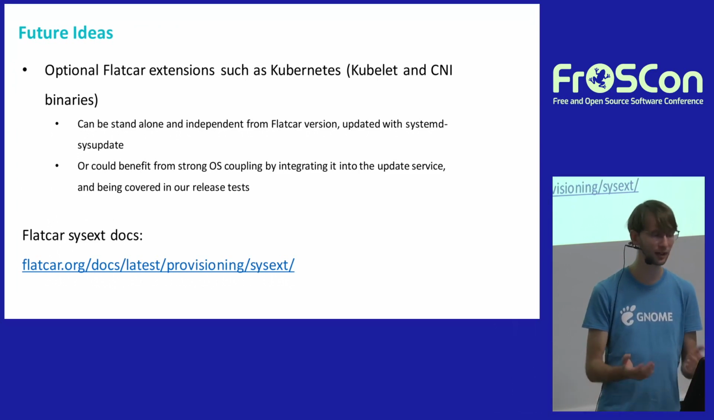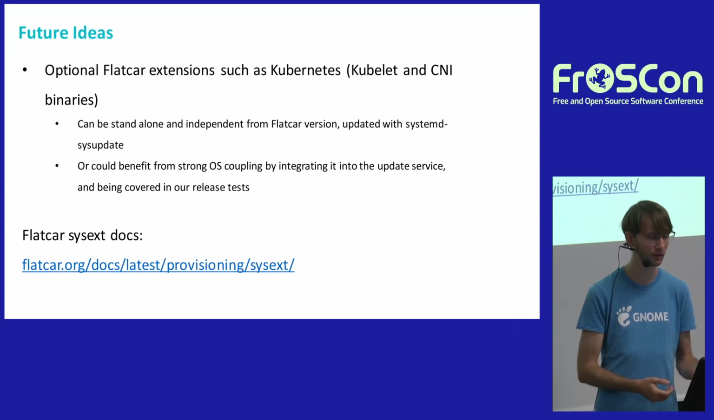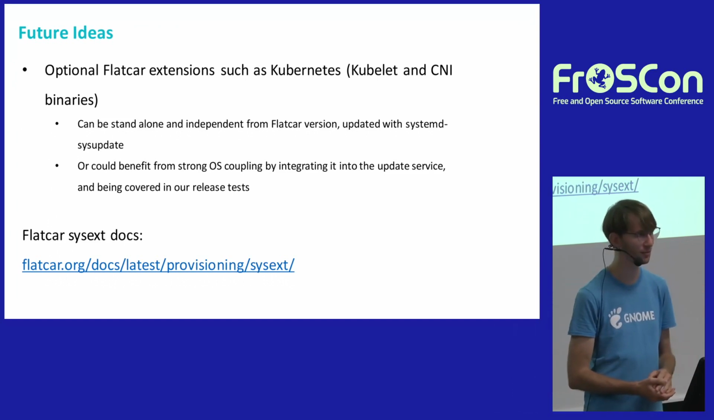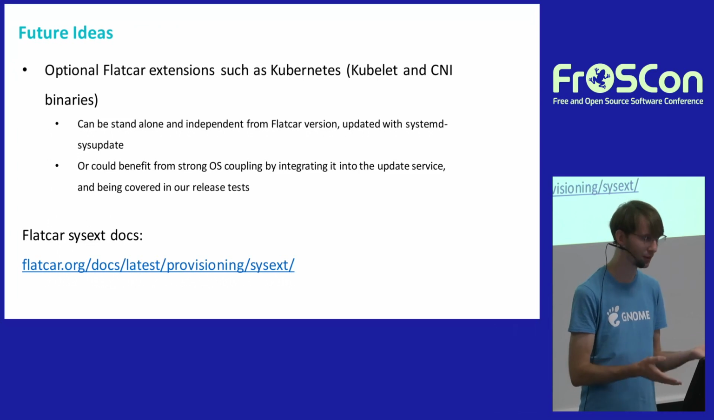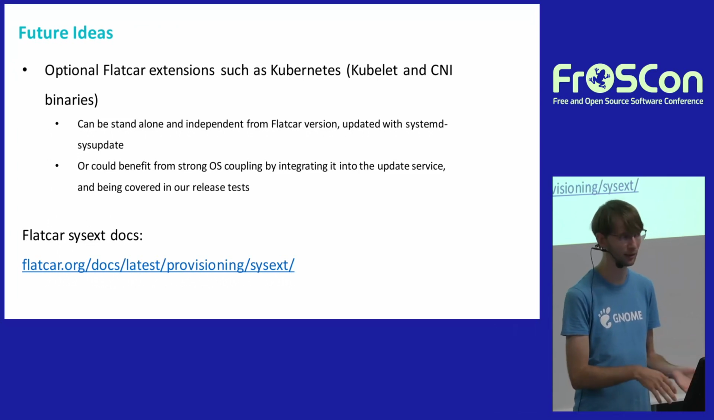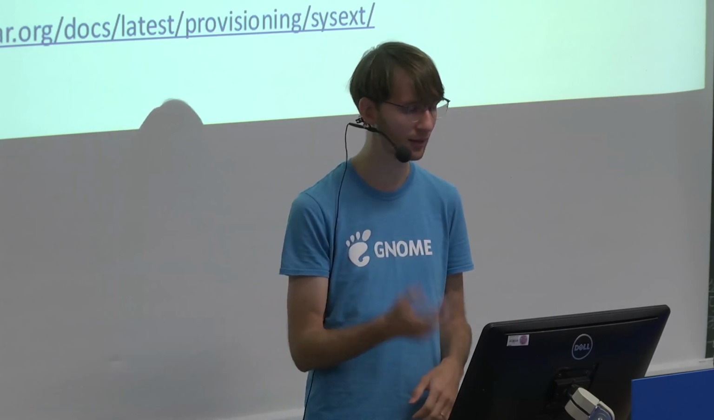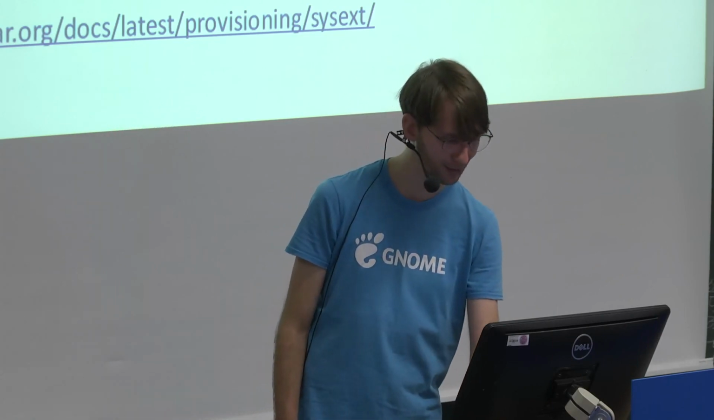So these were the use cases. Currently, the Flatcar sysext specific docs are under this link, and they only talk about the first use case, your custom software to deploy. For example, Docker was the thing, but it could also be something else that you want to deploy. So that's working right now, and the others are work in progress.